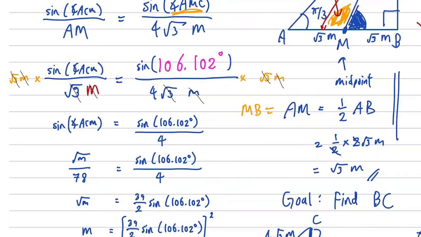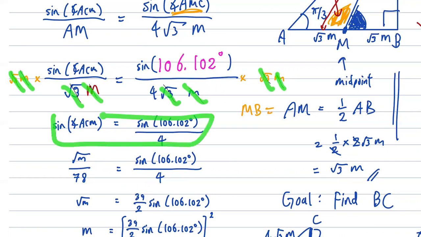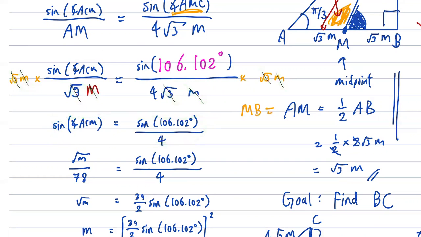So what can I do? Let's leave the sine of angle ACM alone first to keep things simple. I'll try to get rid of the fraction. So I can multiply both sides by root 3m, and some of the factors will just cancel off. Then you're left with this. Sine of angle ACM equals sine of 106.102 degrees over 4.